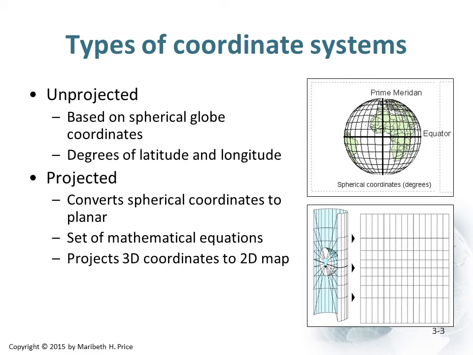Now, rather than carry around globes, we like two-dimensional flat maps. And so we have to convert that roundish object into something flat, and to project that is not an easy task. It requires a lot of work and some math equations, and once we convert that spherical thing into a flat square looking thing, it becomes a projected coordinate system, or a PCS.